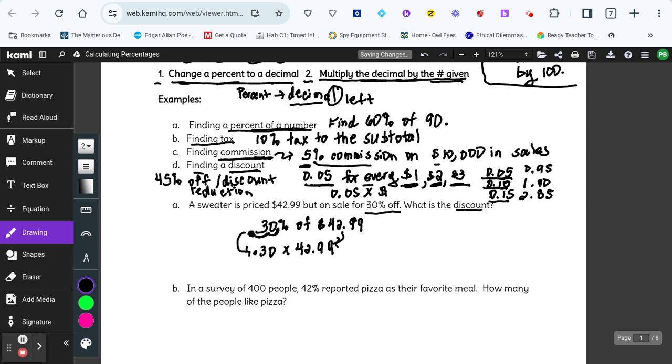Instead of 0.30, you can also write it as 0.3 and drop that 0 at the end. You don't have to, but it's going to give you the same thing if you punch either one in the calculator. All right, so I'm using the calculator, and there's one on the Chromebook you can use. I'm going to take $42.99 and then multiply by 0.3, and it will give us this number.